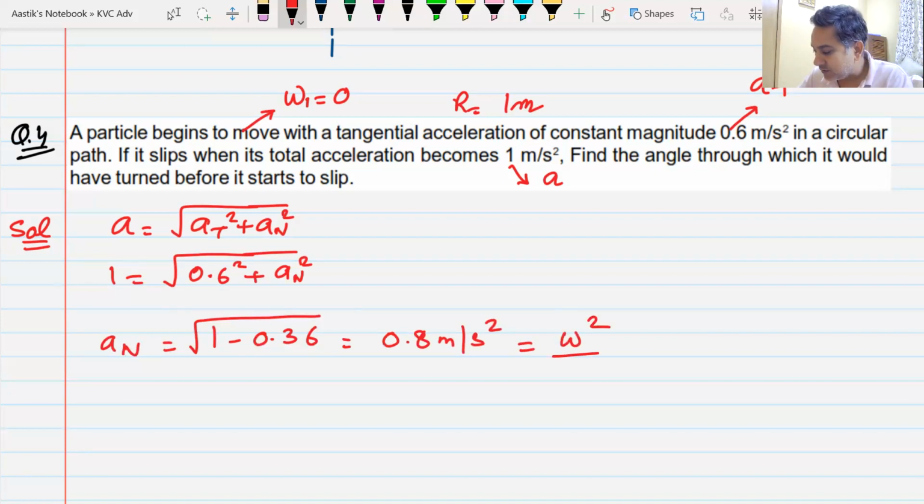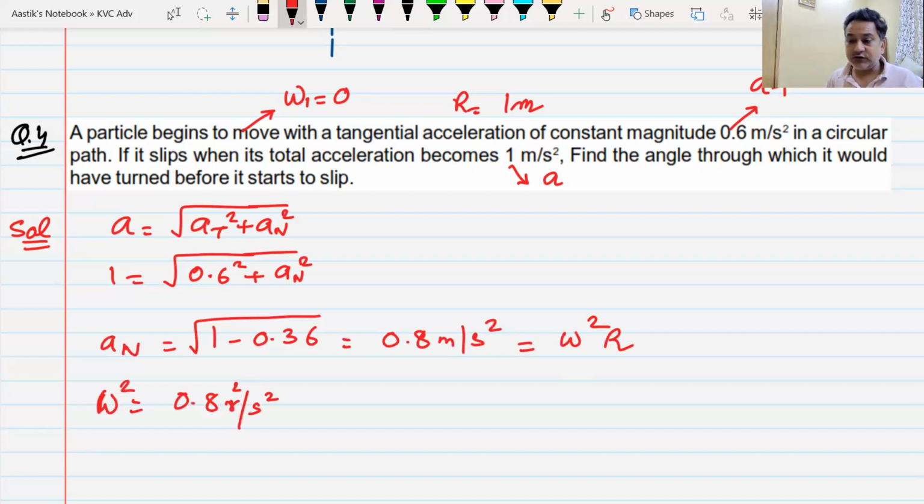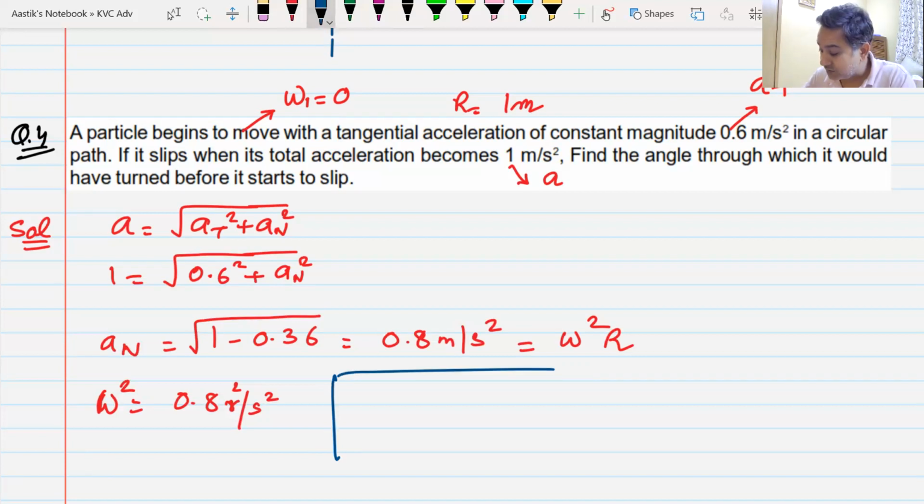Now that is equal to omega square multiplied by r. Yes or no? Yes, sir. So from there you can get the value of omega square. Omega square will be equal to 0.8 radian square per second square. Yes or no? Yes, sir. Now you can apply those equation number 1, equation number 2, equation number 3.